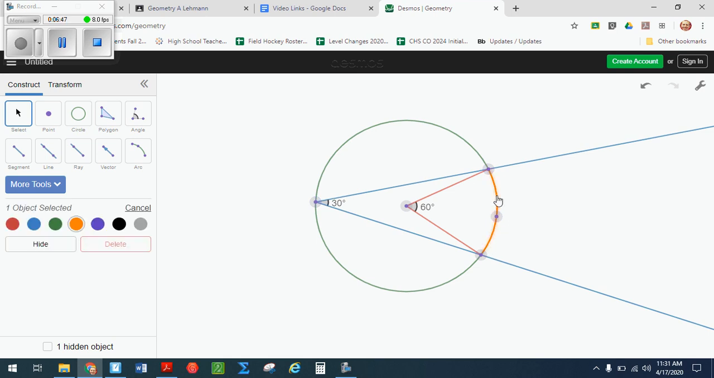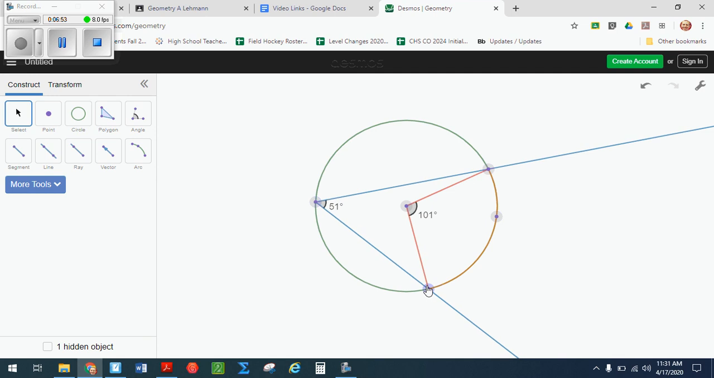And note, what is the measure of the inscribed angle? The inscribed angle is 30. If I do, let's see, 100 degrees, the measure of my arc is 100 degrees, and the measure of my inscribed angle is 50. I'm going to go to 22 degrees. If the measure of my central angle, which is the measure of my arc, is 22 degrees, then the measure of my inscribed angle is 11.